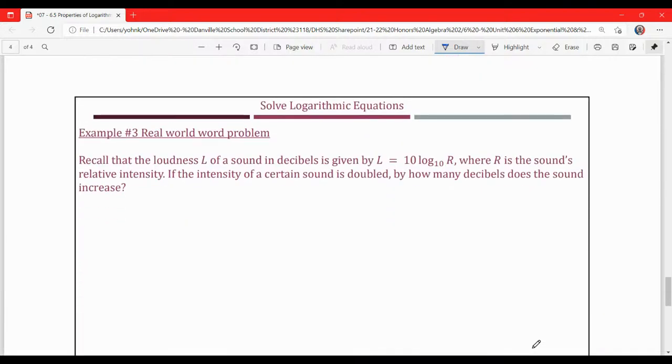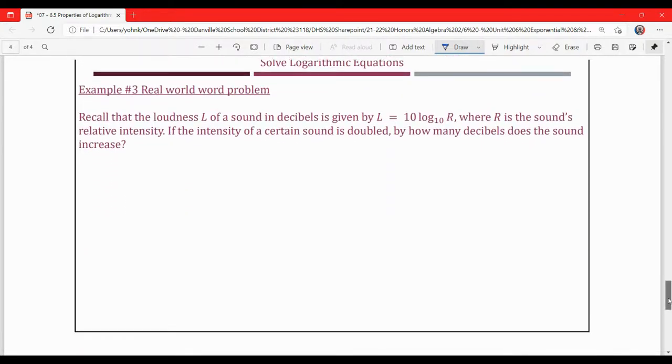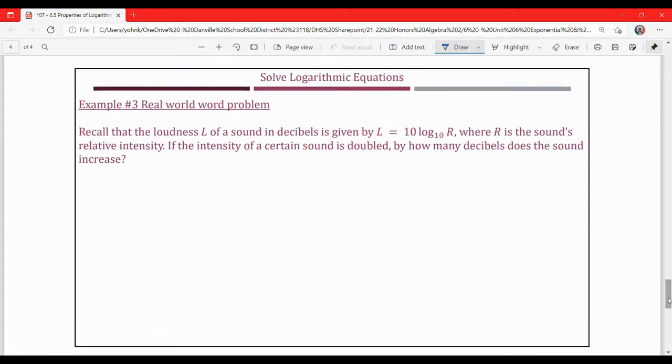All right, we got 2 word problems here, this and then the next slide. Recall that the loudness L of a sound in decibels is given by L equals 10 log base 10 of R, where R is the sound's relative intensity. If the intensity of a certain sound is doubled, how many decibels does the sound increase?